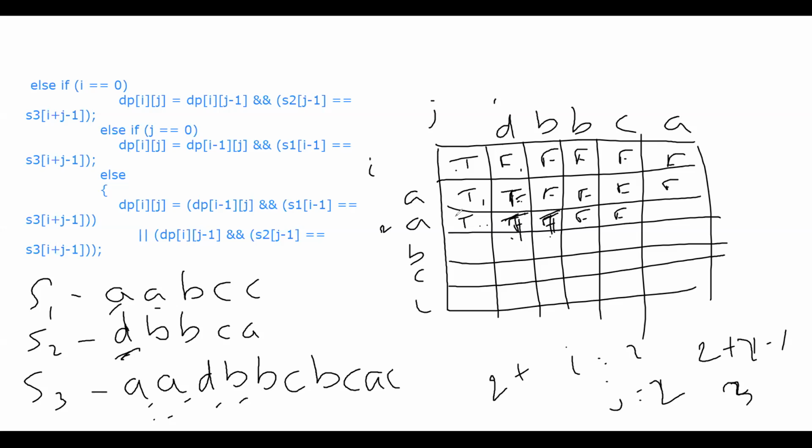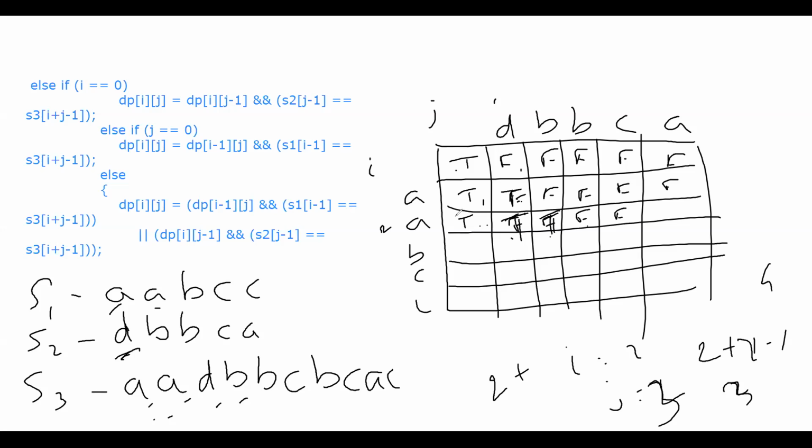This is 2. But now when j is 3, in this case, this won't be true, right? I plus 2, 3 plus 2, 5, minus 1 will be 4. So this should be false, right? In this case, 0, 1, 2, 3, 4, 5. I equal to 2 and j equal to 3.